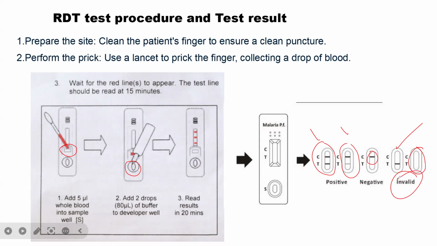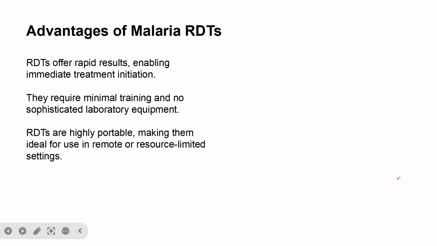So what happens if you have an invalid result? You have to do the test again. So this is actually the RDT test and it has advantages. So advantages of RDT tests: RDT offer a rapid result, enabling immediate treatment initiation. And they require minimal training and no sophisticated laboratory equipment. And also at the same time, RDTs are highly portable, making them ideal for use in remote or resource-limited settings.